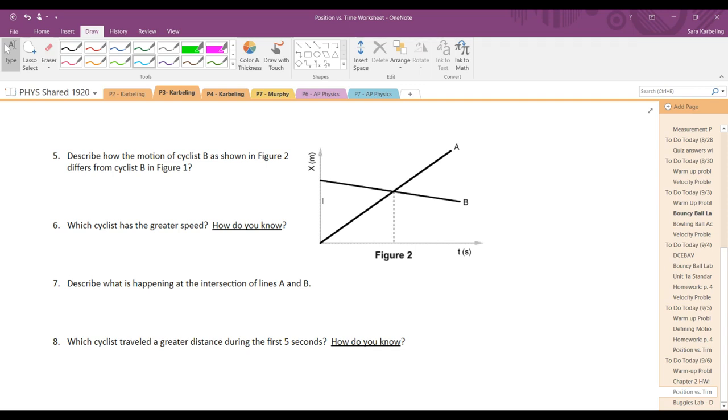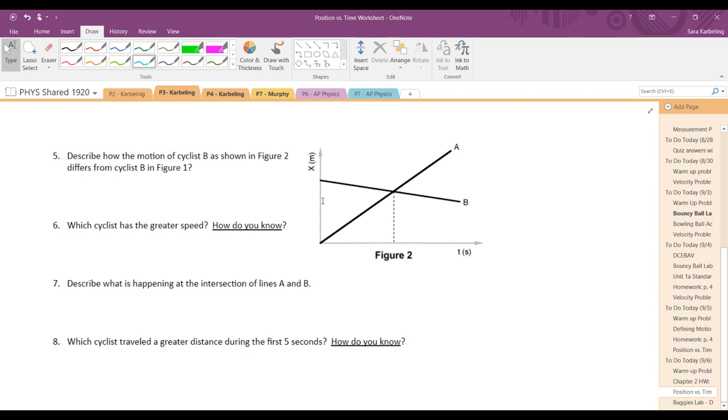Can I ask you a question? Go right ahead. I'm going to ask you a question now. Would it be possible for cyclist B to be going backwards and also have a greater speed than cyclist A? Yes. AJ, there's a pink marker right there. Can you grab it and draw a graph, like change B so that it's going faster than A?